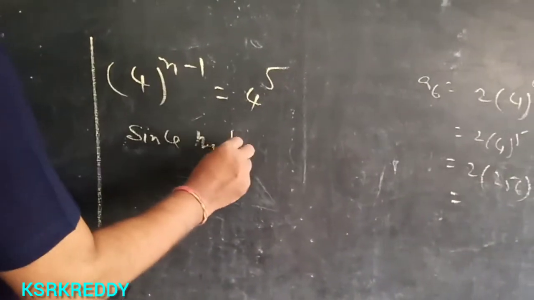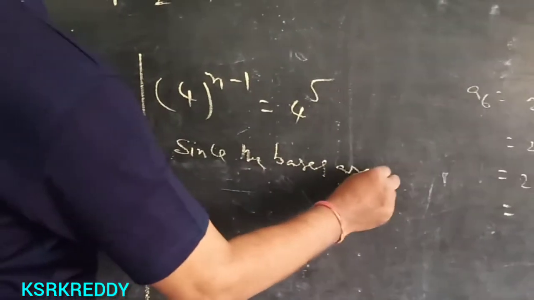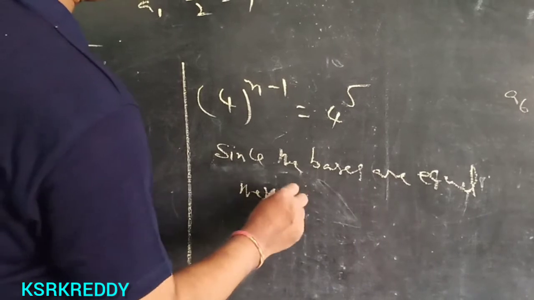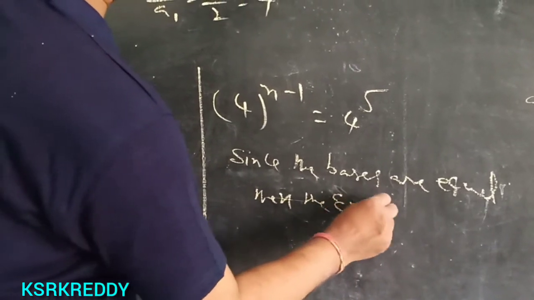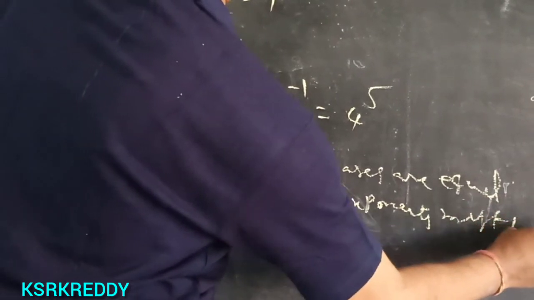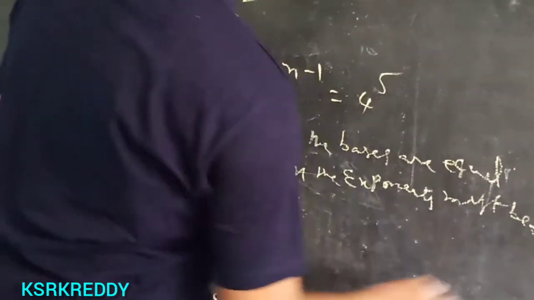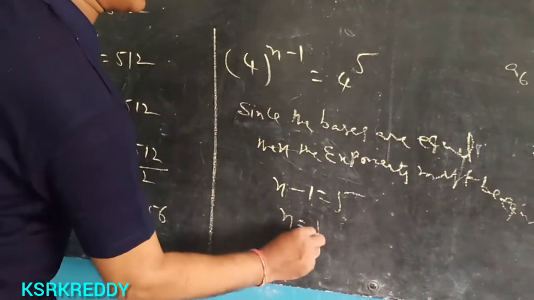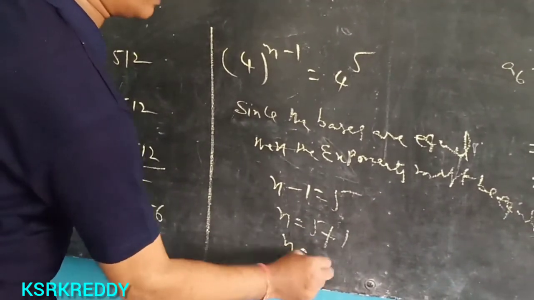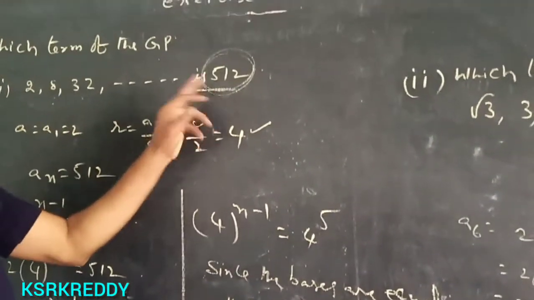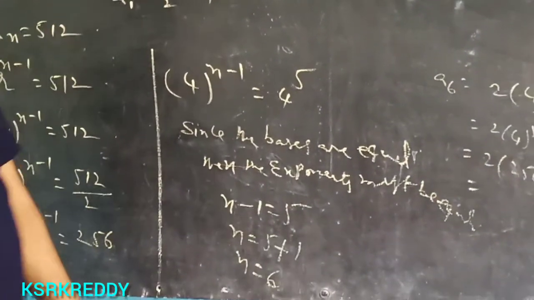Since the bases are equal, the exponents must be equal. Therefore, n minus 1 is equal to 5, n equals 5 plus 1, n equals 6. So the sixth term is 512.